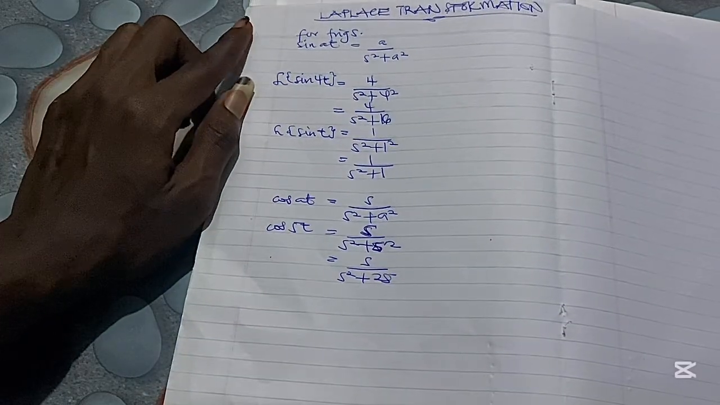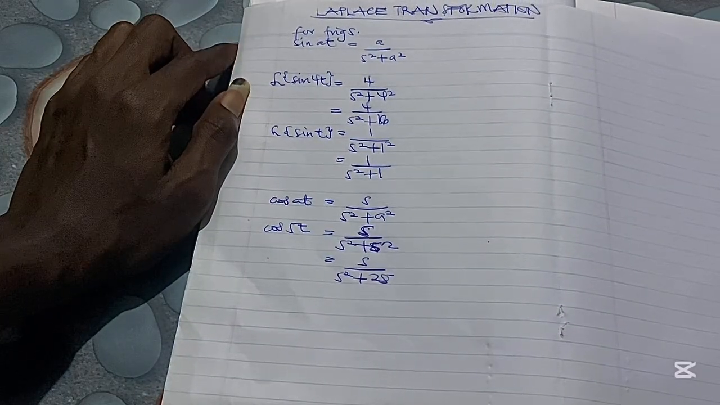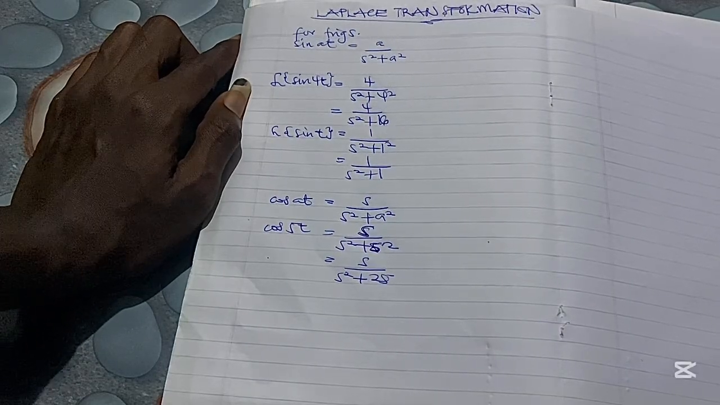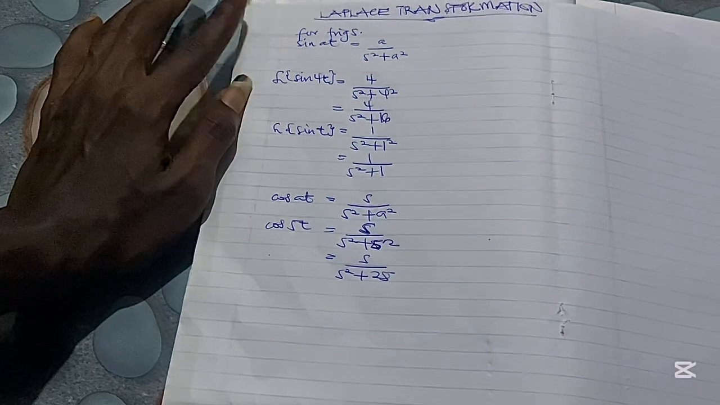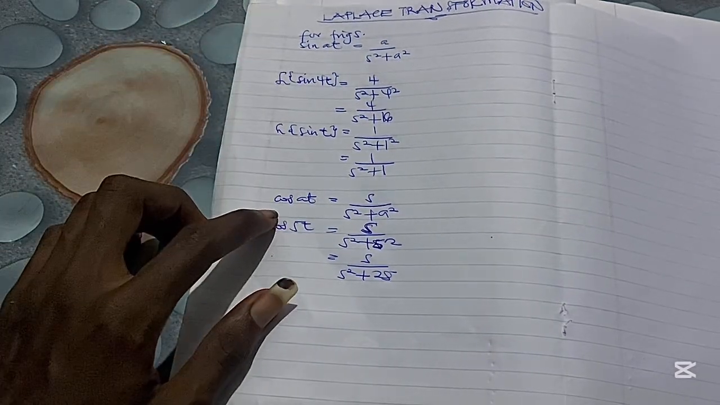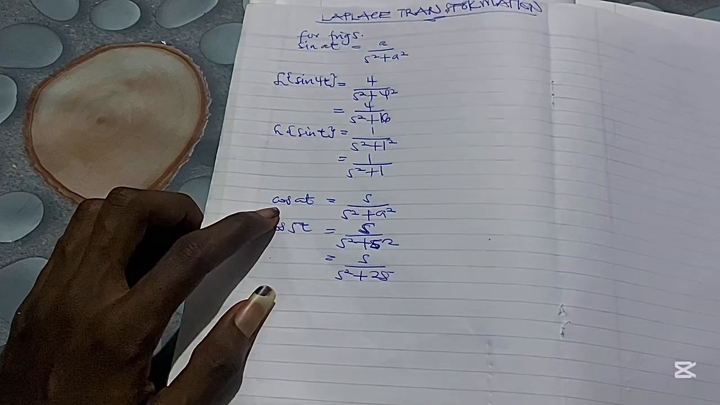Are we good? So this is for sine and cos. Look through it. If it is fast, you just pause it and then replay it slowly. This one is for sine, and this one is for cos. Let's go to the advanced part.